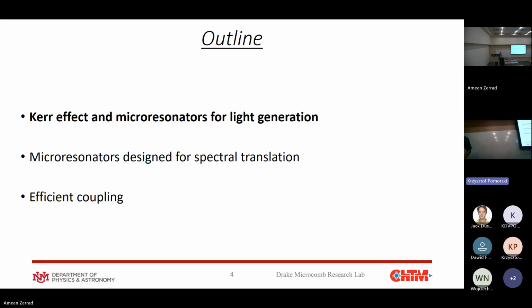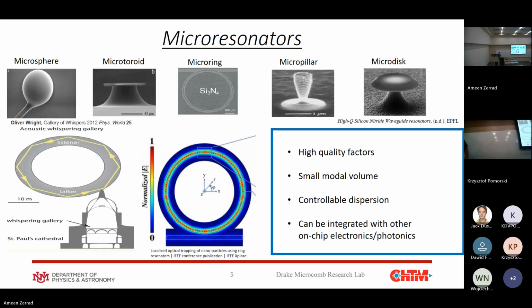So I'll start with my first talking point here. It's the Kerr effect and microresonators for light generation. Microresonators are something that's been around for a very long time. They come in a lot of different flavors, shapes, and sizes, if you will. So you have your microsphere, your microtoroid, your microring, your micropillar, your microdisc.